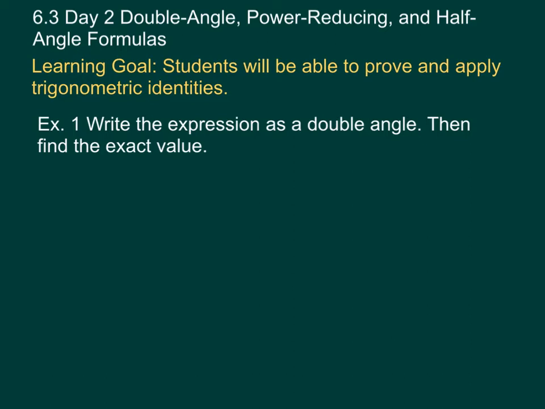Example 1, write the expression as a double angle, then find the exact value. Make sure you have your double angle formulas with you so that you can use those to answer the following examples or work them out. So let's say we had 2 sine 22.5 degrees times cosine 22.5 degrees.